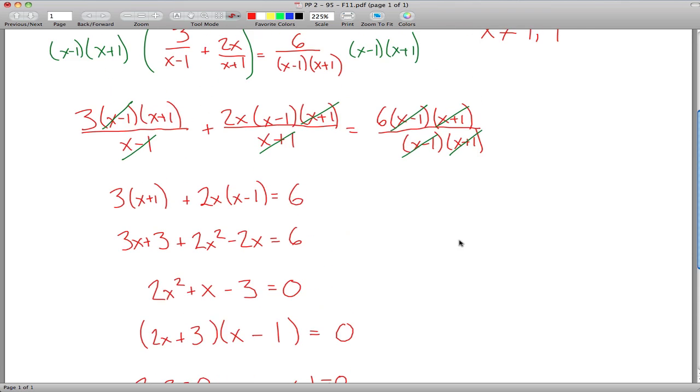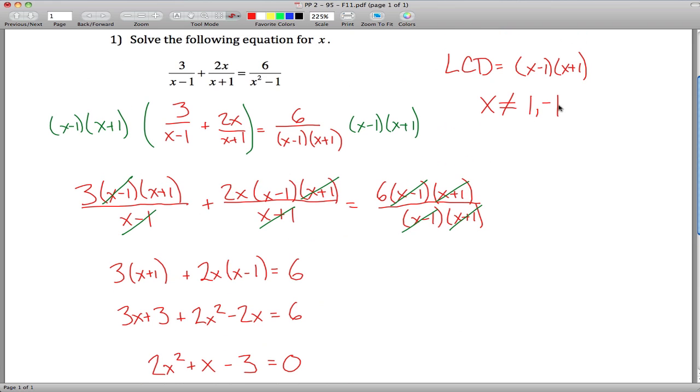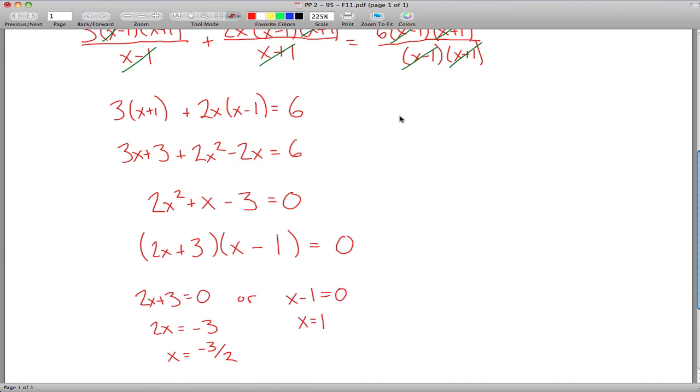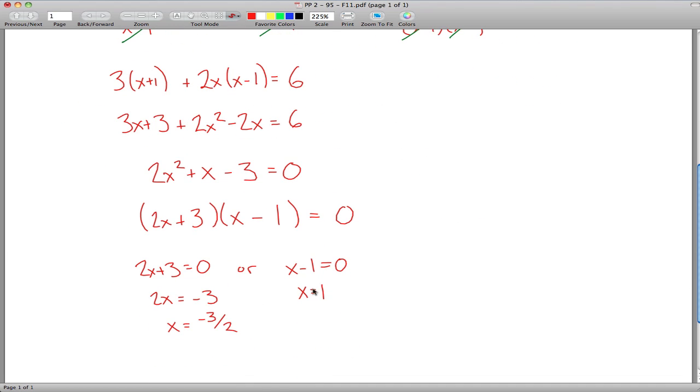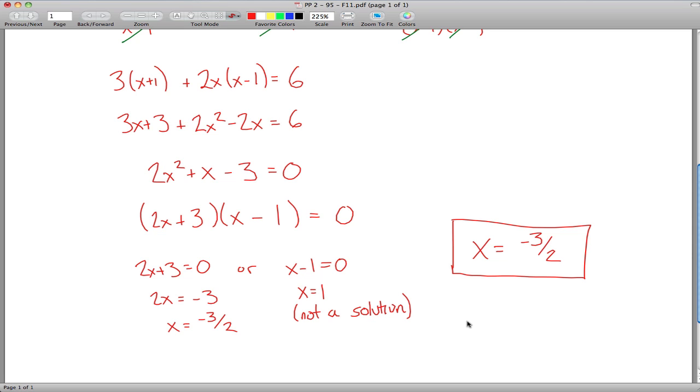But if you remember from earlier, x can't be positive 1 or negative 1. So this guy right here is not a solution, and our only solution is x equals negative 3/2. Maybe over here we could write "not a solution" so that our work makes sense. And that is the end of the second perfect problem.